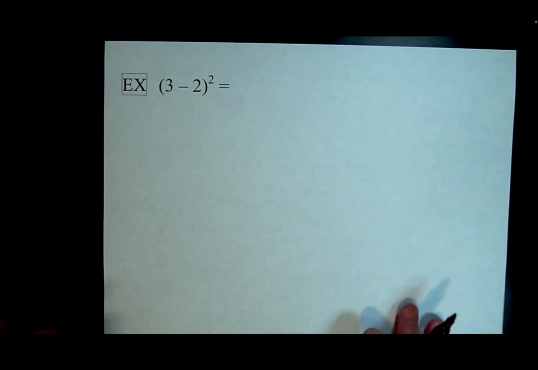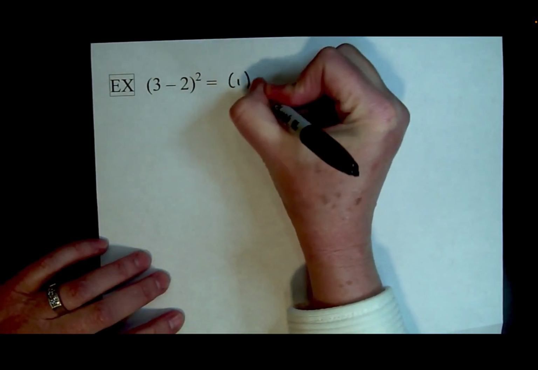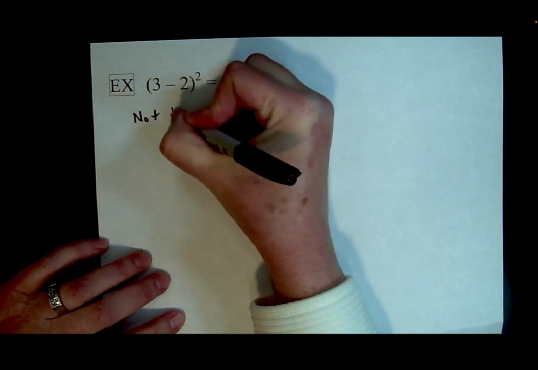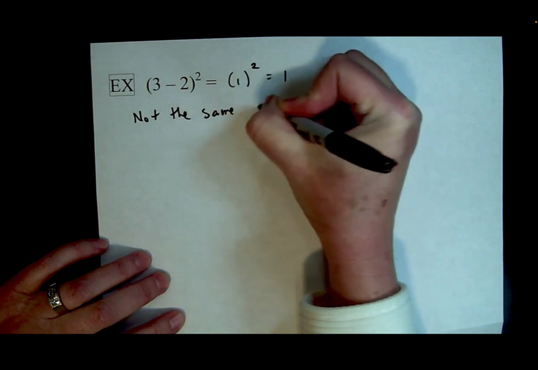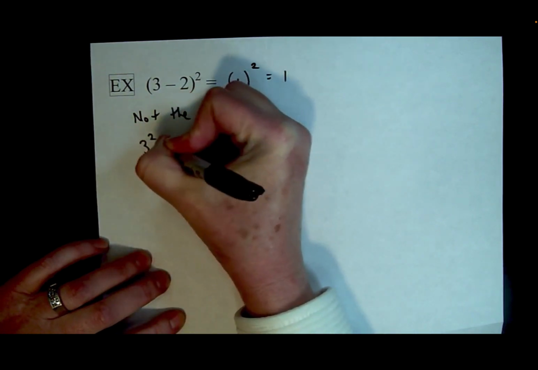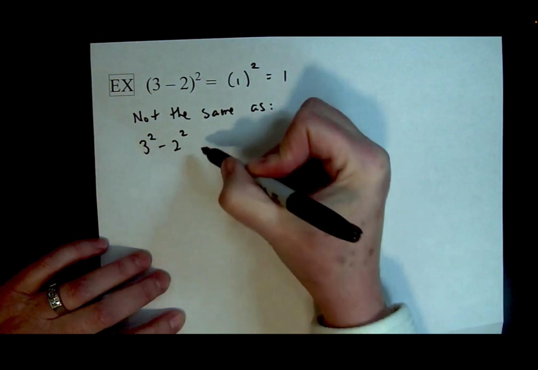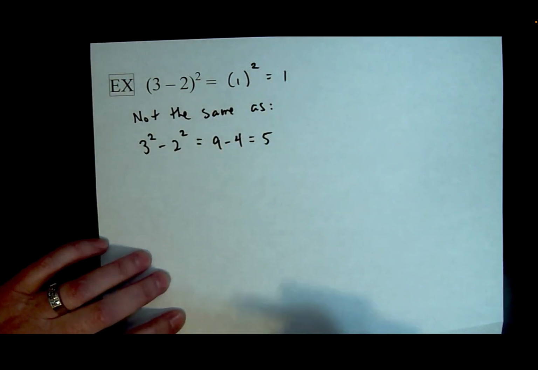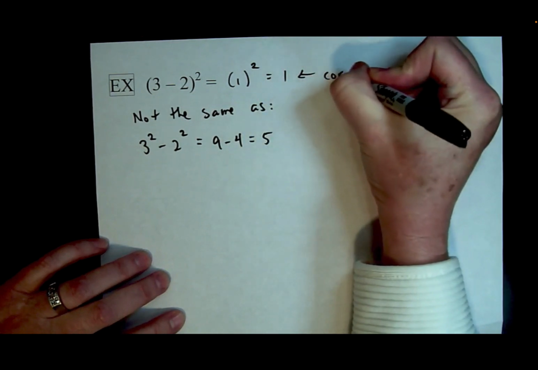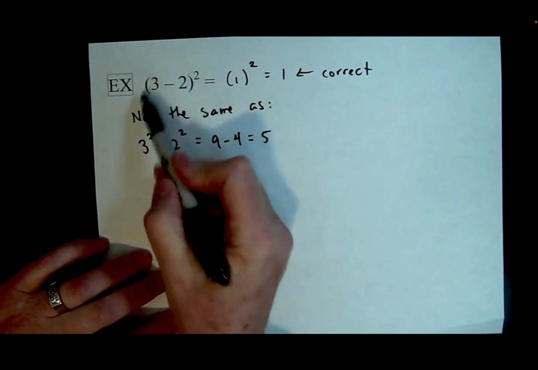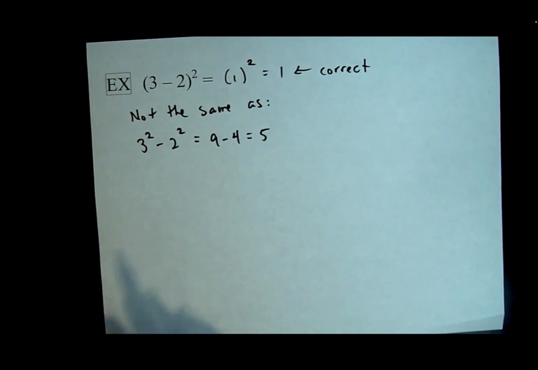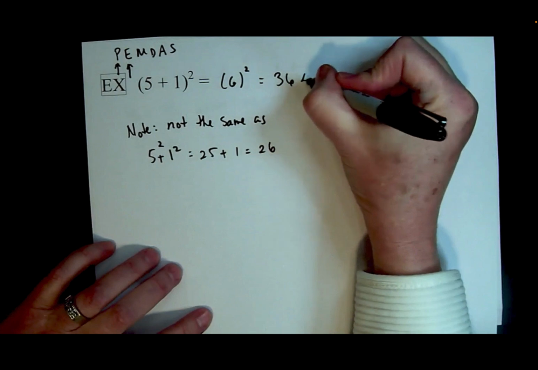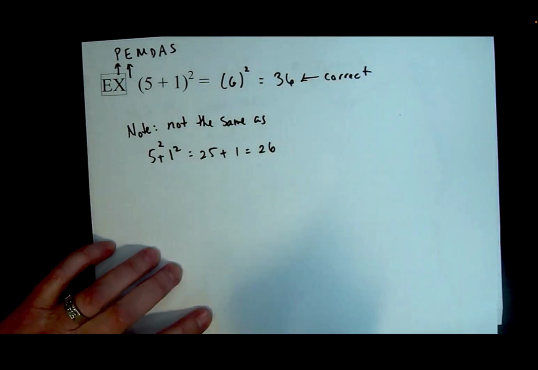Again, I have to do what's in the parentheses first. 3 minus 2 is 1, and 1 squared, of course, is 1. And this is not the same as what you would get if you did 3 squared minus 2 squared, right? That would be 9 minus 4, which is 5, not the same thing. So this is the correct one for that. And similarly, if you have parentheses squared, this is the correct one.